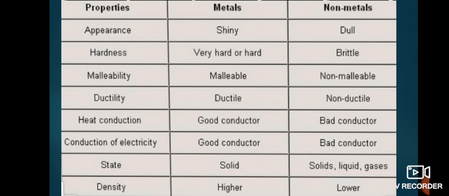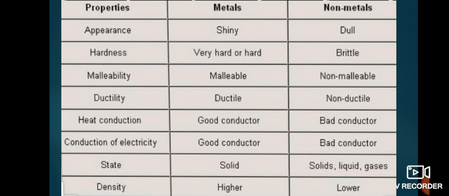Let me summarize the physical properties of metals and non-metals. First is the property of appearance. Metals are shining in nature, non-metals are dull in nature. Hardness: metals are very hard, non-metals are brittle. Malleability: metals are malleable, non-metals are non-malleable. Ductility: metals are ductile, non-metals are non-ductile.